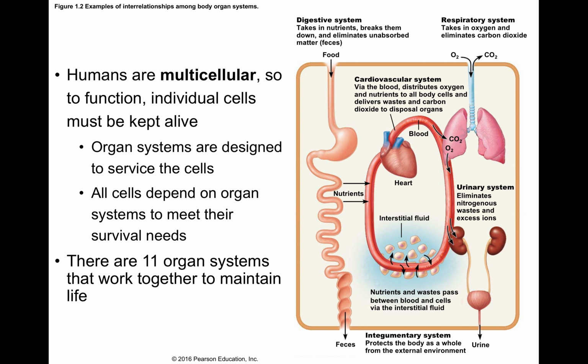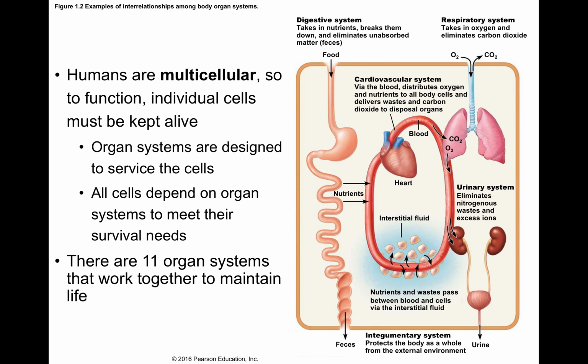So in the previous PowerPoint, we discussed the characteristics that mark something as a living organism. Now, when we take a look at humans, humans are considered to be multicellular. More specifically, they're made up of trillions upon trillions of cells that are used to make our organ systems.